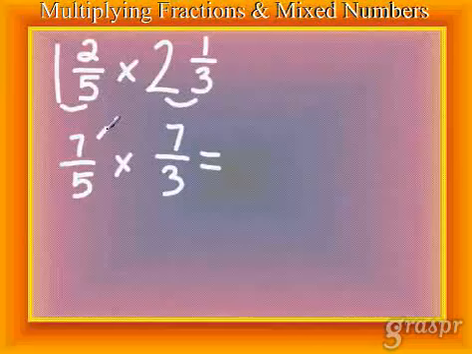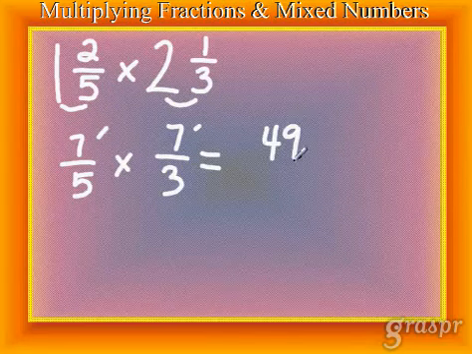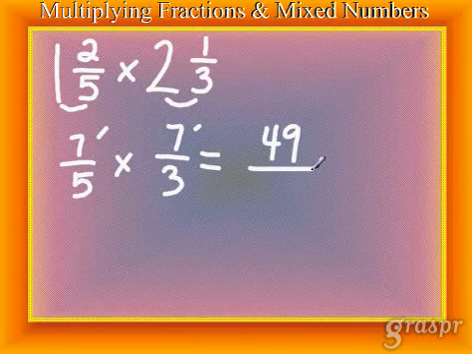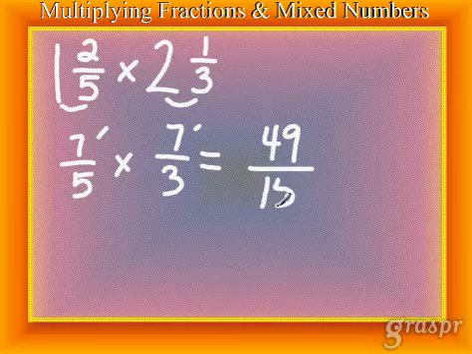We're going to multiply our numerators across. 7 times 7, we're going to get 49. Multiply our denominators across. 5 times 3 is going to give us 15.